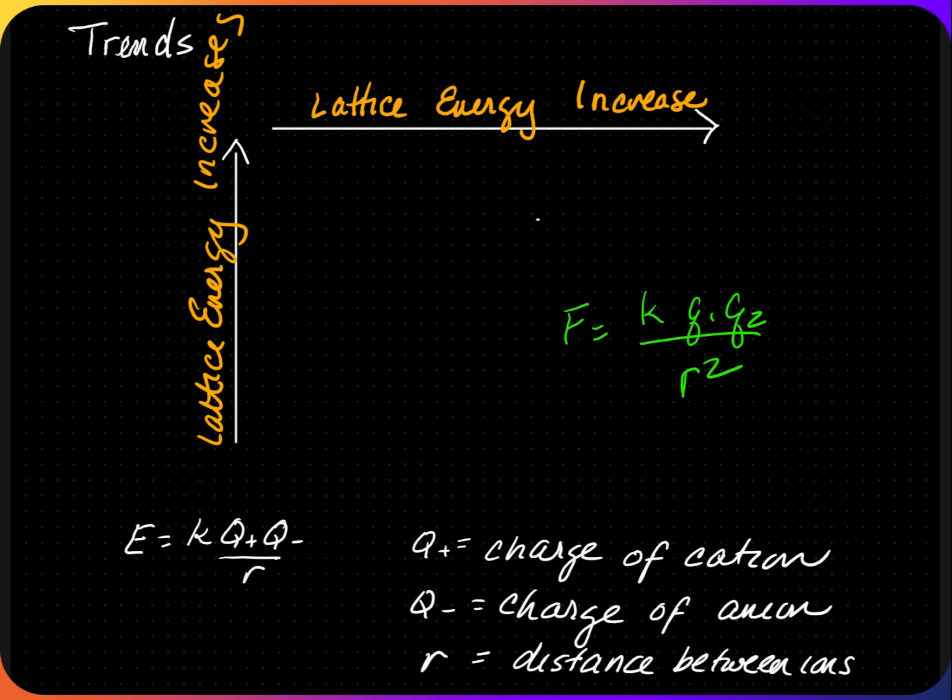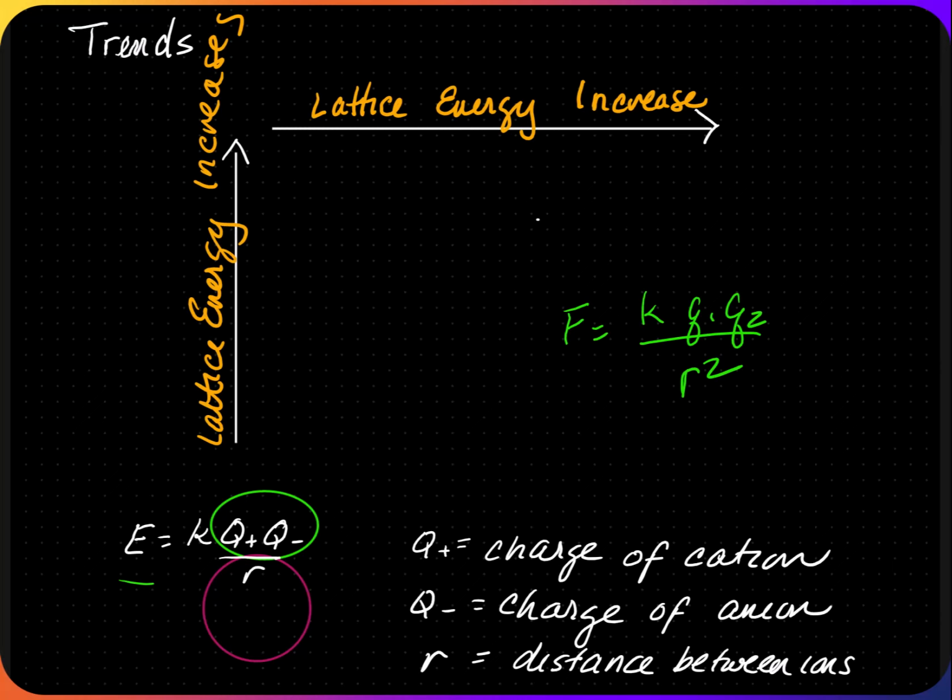Just like Coulomb's law, we will not be doing calculations. However, you should understand the relationship. Lattice energy E is directly related to the charges. So the greater the charges of the ions, the greater the lattice energy. Lattice energy is inversely related to R. That means the greater the R, the distance between the two ions, the smaller the lattice energy, and vice versa.